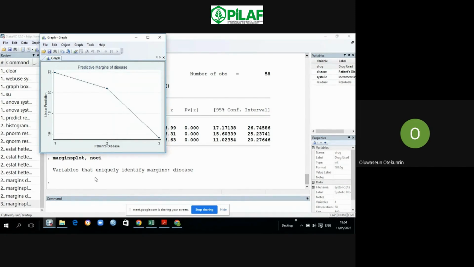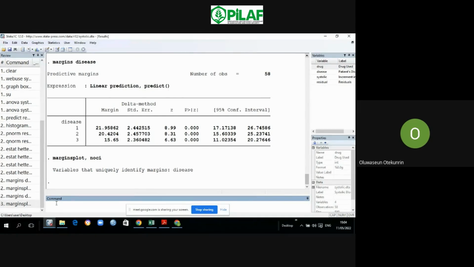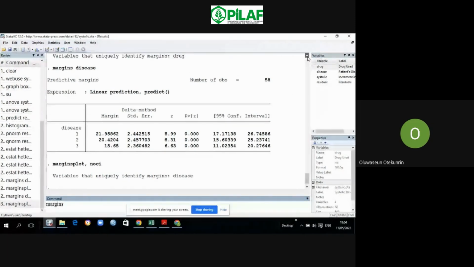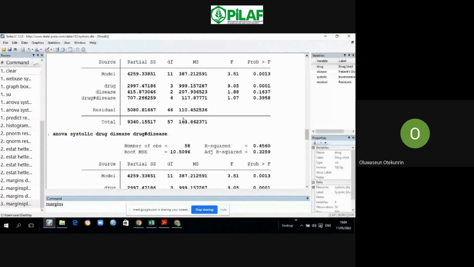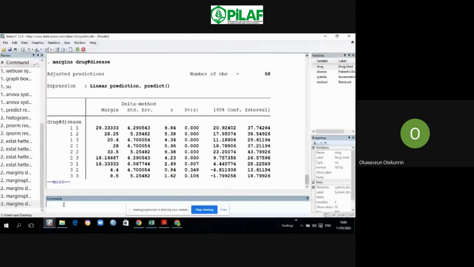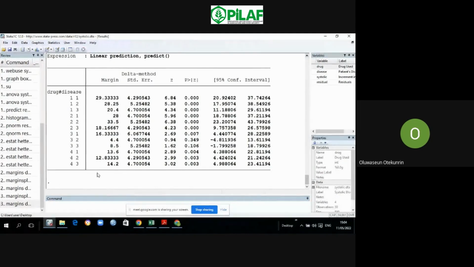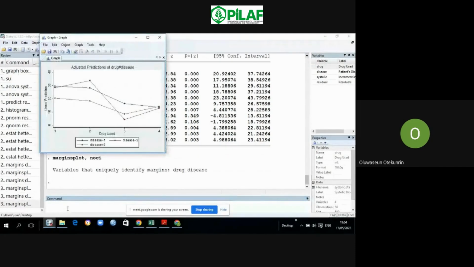What about the interaction? Margins plot. Then you talk about drug and disease. Margins plot, drug and disease. So this is what you have. Again, margins plot, no confidence interval. You can see now that you have disease 1, disease 2, then disease 3.